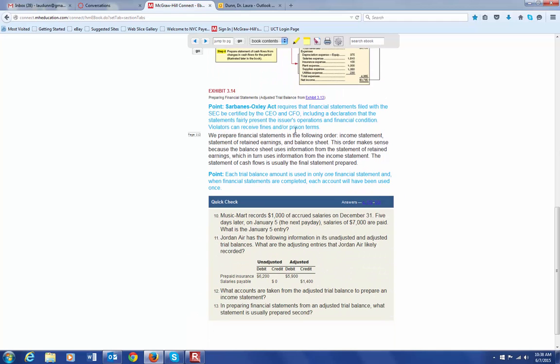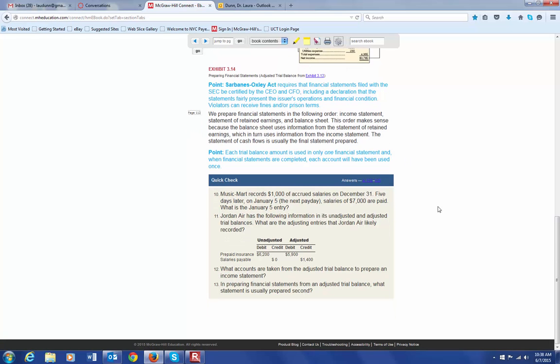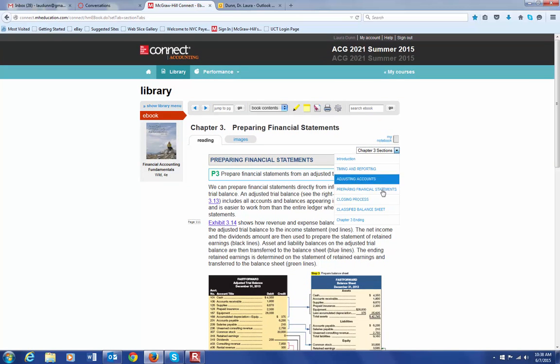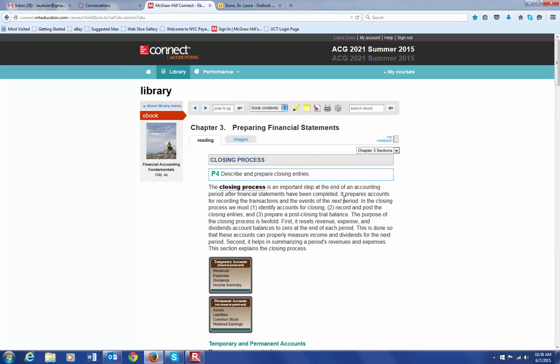So, as it says here, we prepare them in a particular order. Income statement first, statement of retained earnings, and then the balance sheet. And again, it's because you need the information from the ones that you did prior to that to be able to get that information.